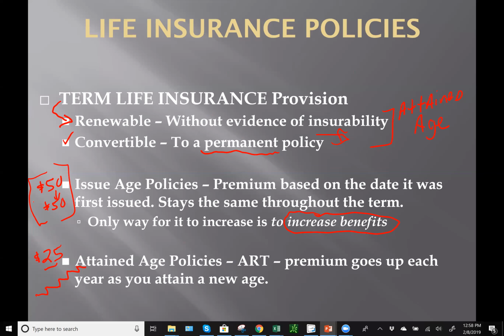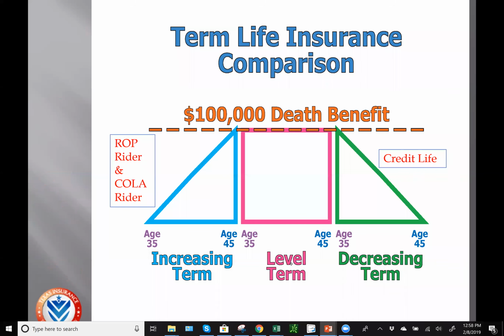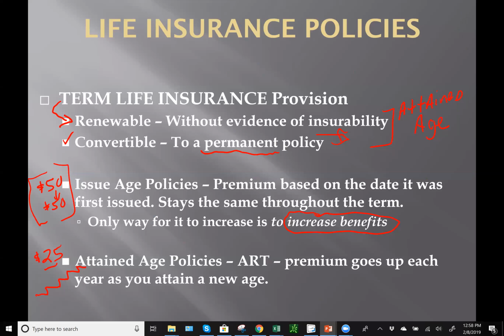So make sure you know for your test that an attained age policy, or annually renewable term, is going to have the lowest first year premium. On a term policy, the lowest first year premium is going to be in annually renewable term insurance.